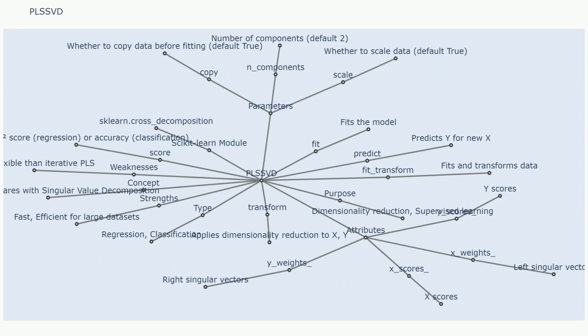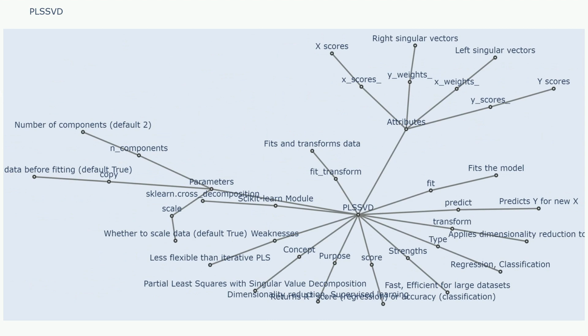Access model attributes for analysis. Print plssvd.x_weights_ for the X components. Print plssvd.y_weights_ for the Y components. Print plssvd.y_loadings_ for the Y components. Print plssvd.x_loadings_ for the X components.